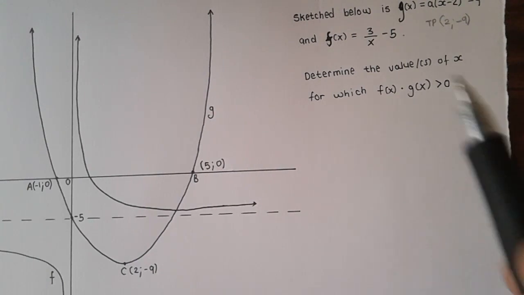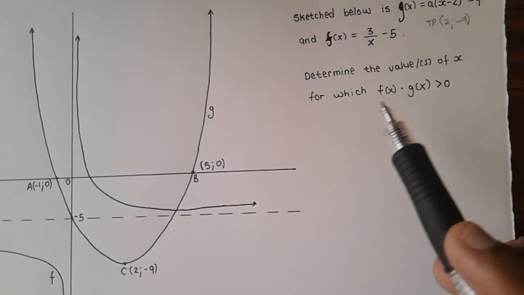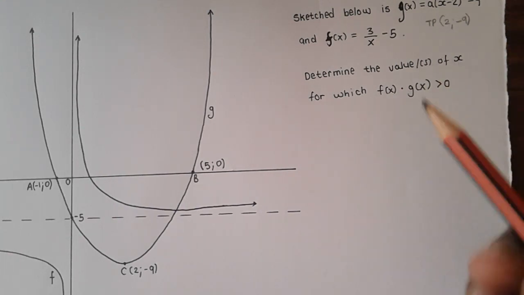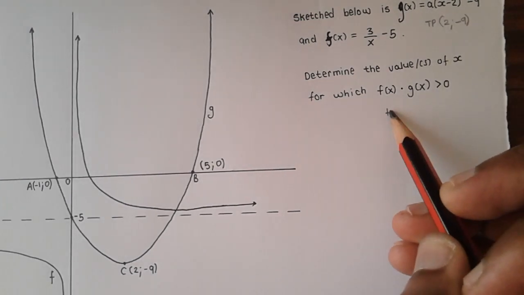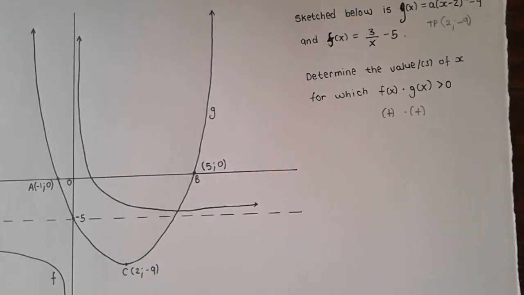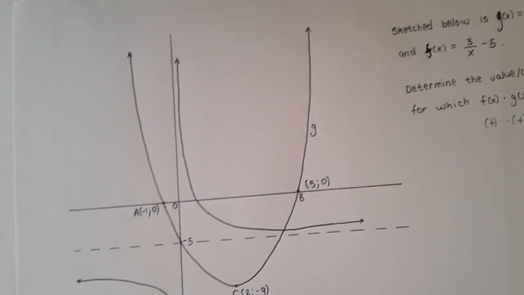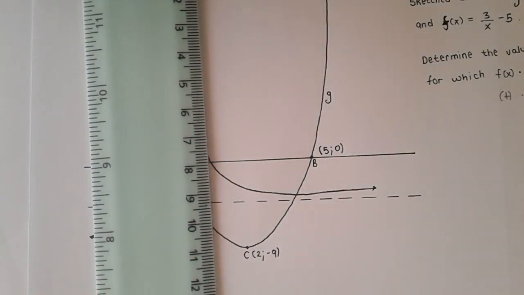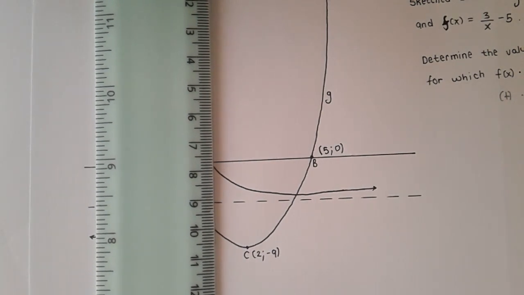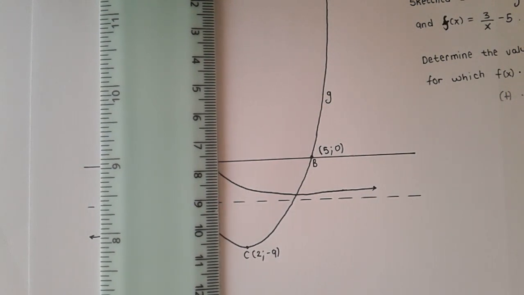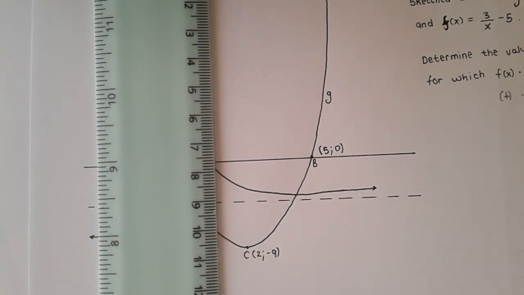Okay. Determine the value or the values of x for which these two graphs will be greater than 0. So let's go for the first condition yet again. We know that these two graphs being above the x-axis will satisfy that condition. So we're going to look at the graphs. We're going to grab a ruler, and we're going to slide the ruler from left to right, and we are now currently looking for both of these graphs being above the x-axis.